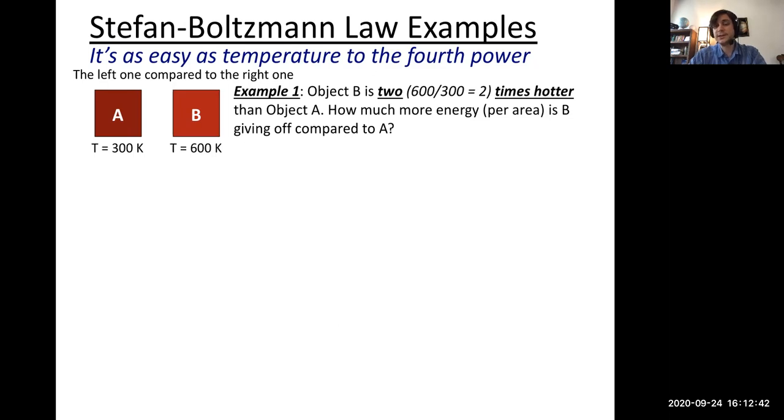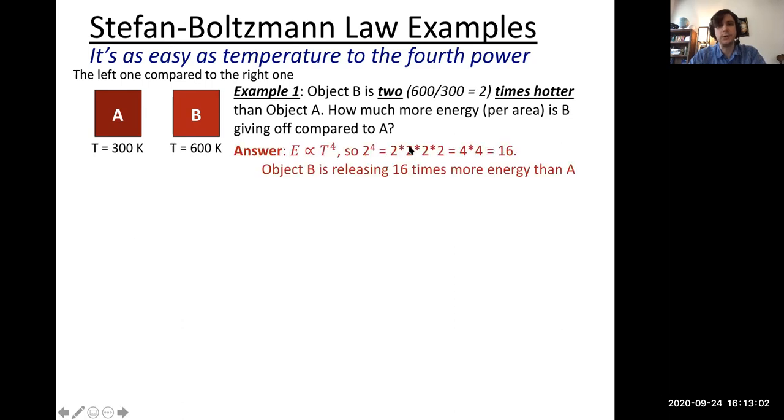By Stefan-Boltzmann and thinking proportionally, I know if I want to figure out how much more energy B is giving off compared to A, it's hotter, so it's giving off more energy. Then all I need to do is take that, it's 2 times hotter, raise it to the 4th power, and I should get my answer. I have them as the same area, so it will be a direct comparison of how much energy they're giving off. So since energy is proportional to the temperature to the 4th power, this 2 times hotter, 2 to the 4th is 2 times 2 times 2 times 2 is 16. This one is emitting 16 times as much energy as this one is.